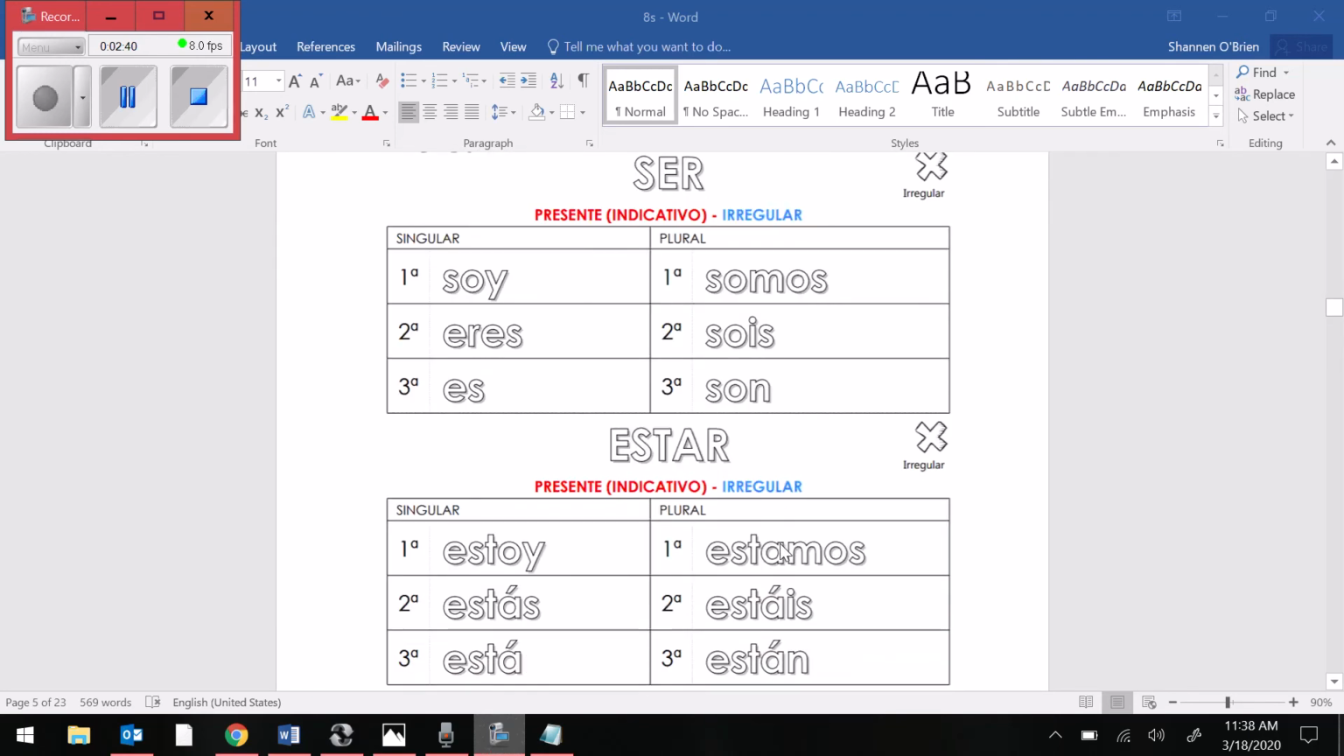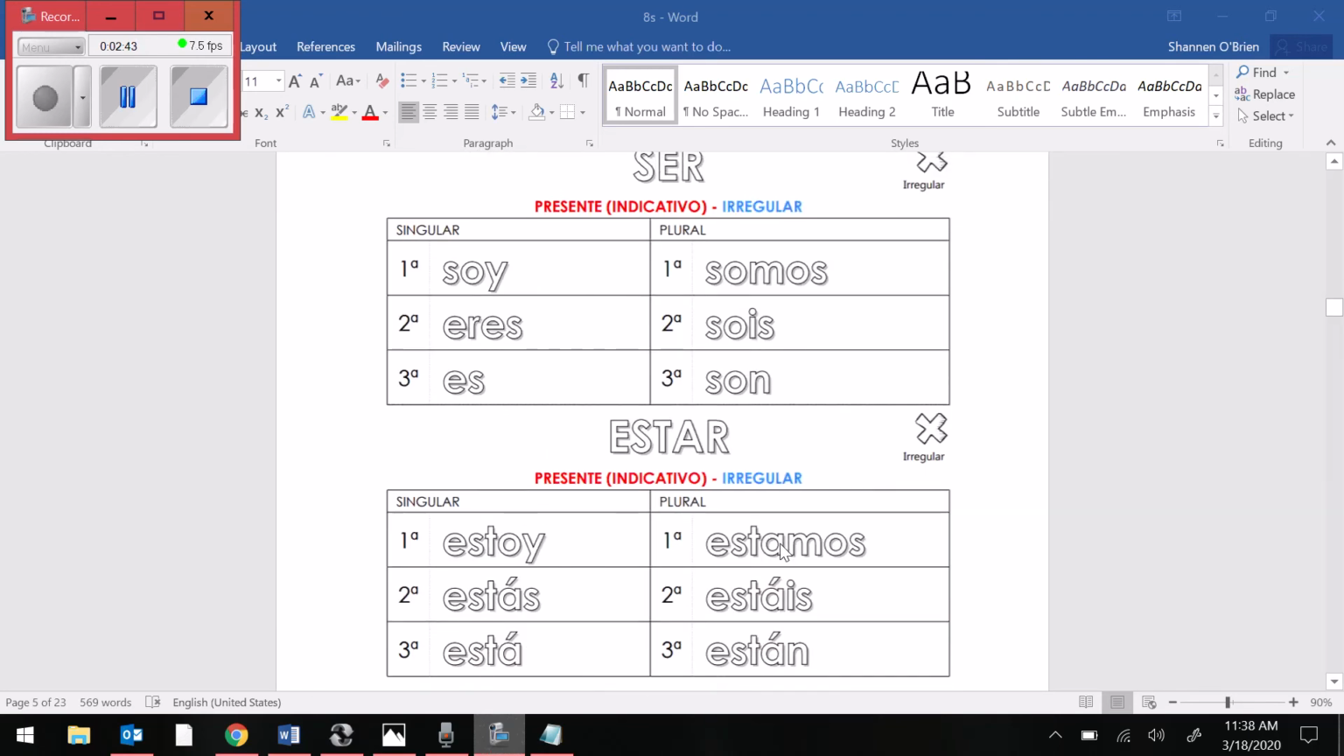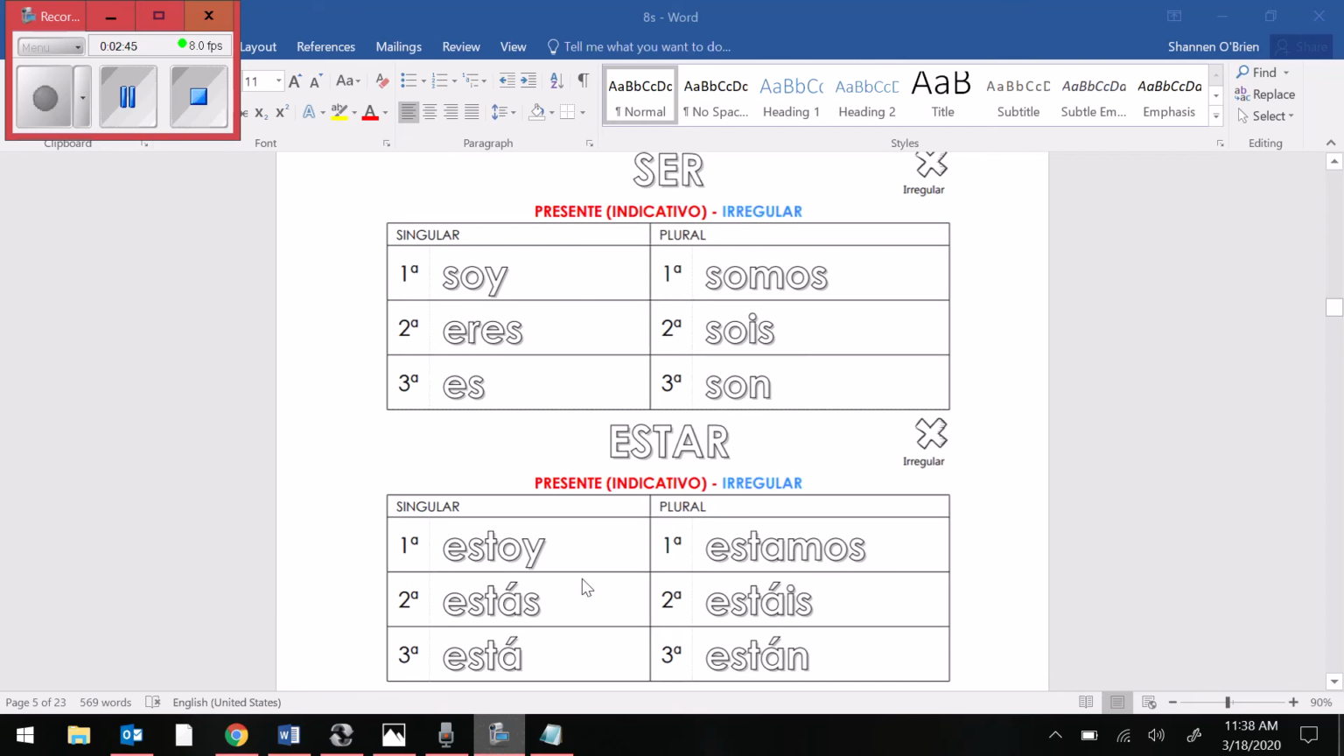For ser and estar, what I recommend doing here is that you color the yo in both of your ser and estar boxes the same color. So for example, red is my favorite color. I would color soy and estoy both in red, eres and estás in orange, es and está in yellow, somos and estamos in green, sois and estáis in blue, and son and están in purple. So that way it indicates that they both have the same pronouns that go along with it.